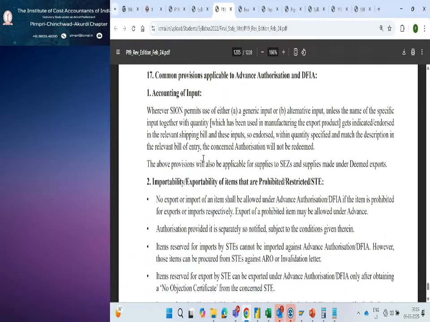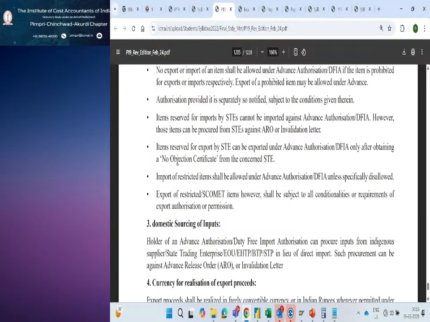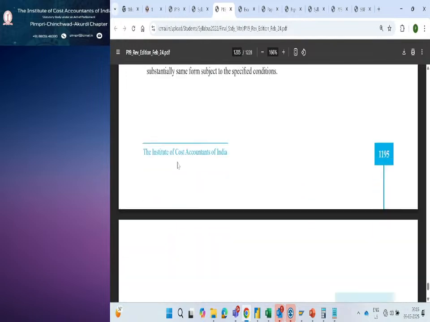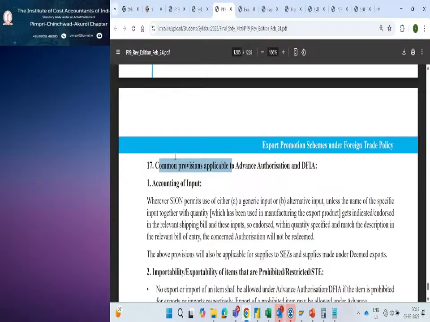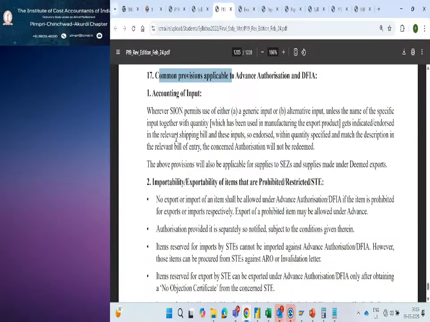standard input output norm. The common provisions which are applicable for both advance authorization as well as for DFIA. So this question also may come. We have seen only a few things so far. What are the similarities? What are the common provisions which are applicable?